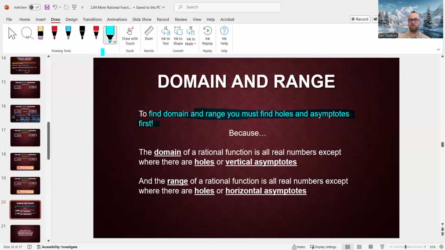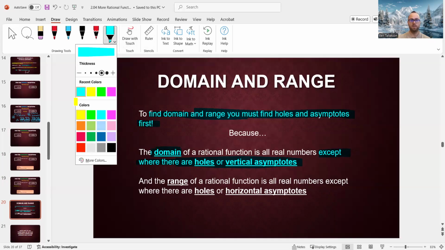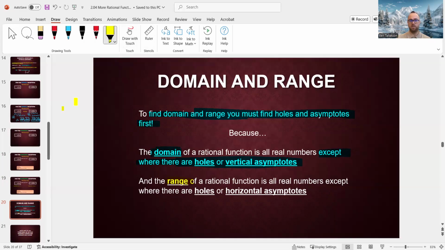Because the definition of domain and range, domain of a rational function is all real numbers except where there are holes or vertical asymptotes. That's domain. And when it comes to range of rational functions, it is all real numbers except where there are holes or horizontal asymptotes.